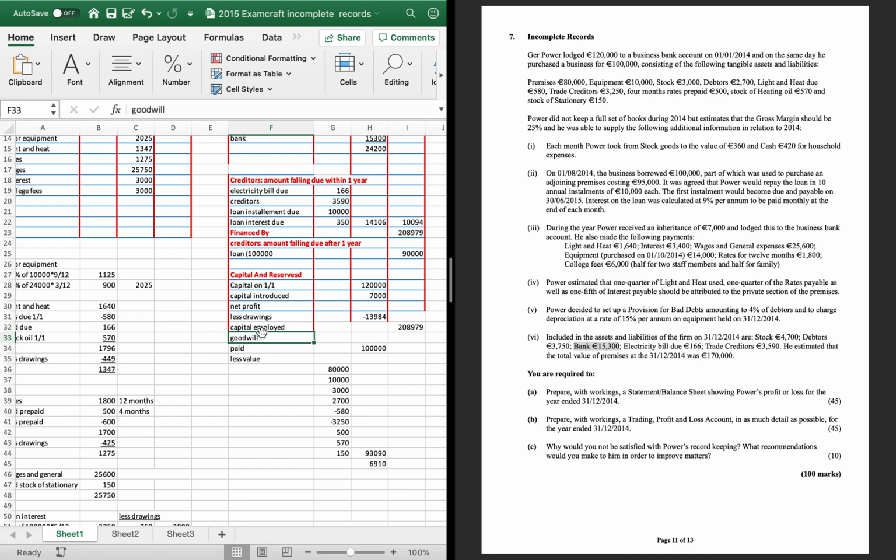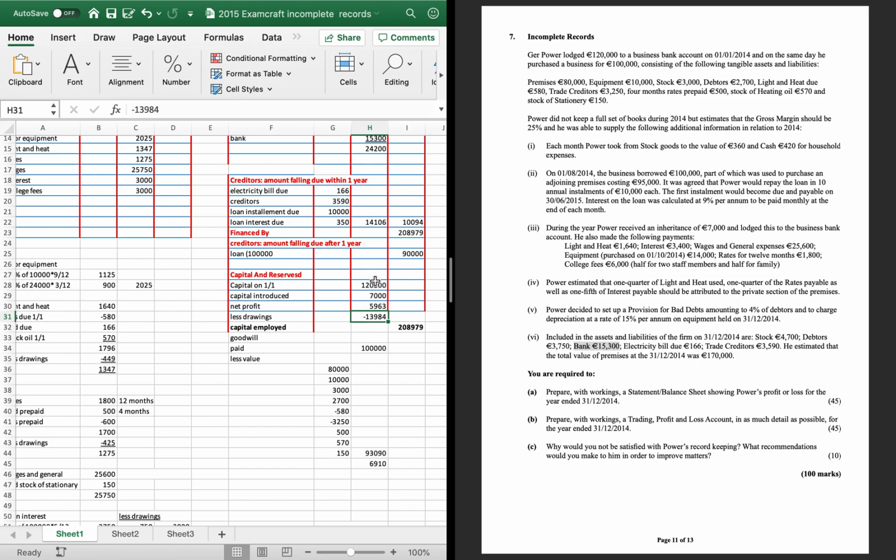208,979 is the figure. We're going to find our balancing figure, or our net profit, by saying, what is the number that 90,000 plus 120 plus 7 minus our drawings, what number do we add to all that to find 208,979? So work backwards. We'll take the 208,979, add on the drawings, add on the capital introduced, or sorry, take away the capital on the first of the first and the capital introduced. Take away the loan, and you get a net profit of 5,963.